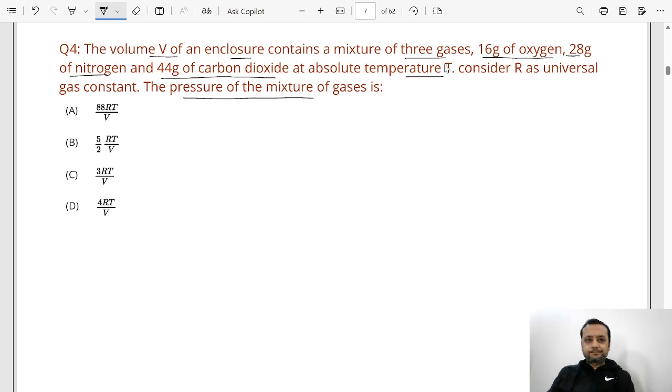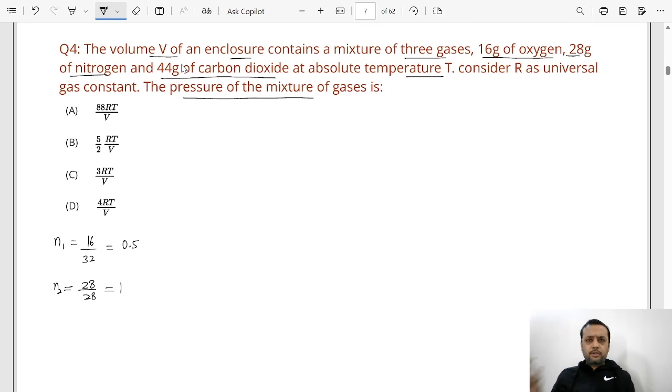Very easy question. What we will do, we will first find the number of moles of each gas. If you look, oxygen has a molar mass of 32 grams. So moles of oxygen, let us say n1, will be total mass of oxygen, which is 16 grams, divided by molar mass. That means 0.5 moles of oxygen. For nitrogen we know that molar mass is 28 itself, and the total mass is also 28. So 28 upon 28 will become 1.